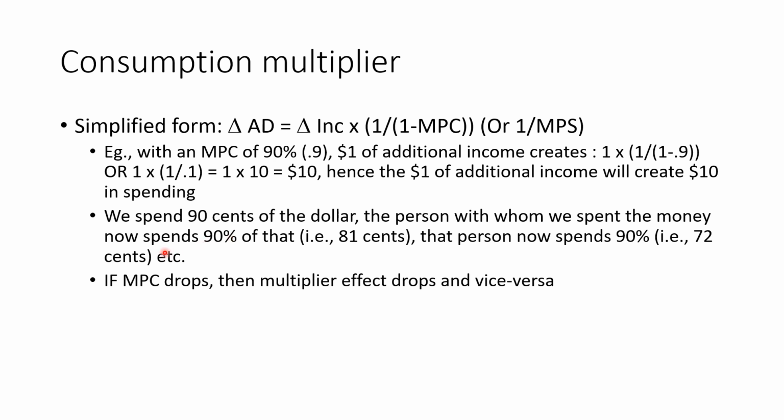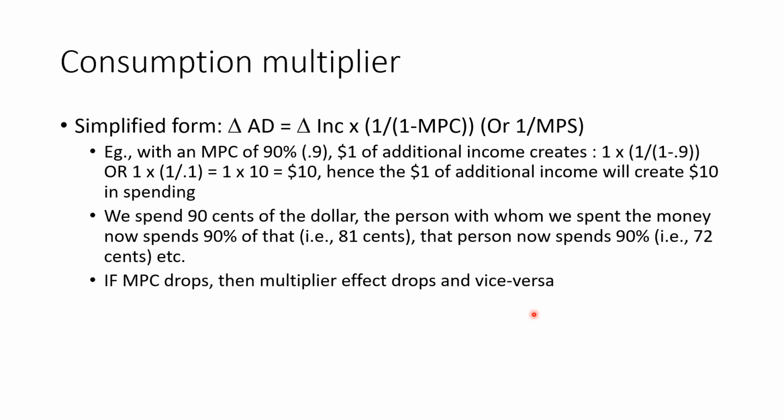Now the reason that it multiplies this way is, think it through. I spend 90 cents out of the dollar. The person with whom I spent that 90 cents now spends 90% of that, which is 81 cents. That person now spends 90%, which is 72 cents, etc., all the way down until there's no money left. Well, when all is said and done, that $1 of income that I had, of which I spent 90 cents, ultimately is a 10 to 1 factor. It'll ultimately create $10 worth of income.